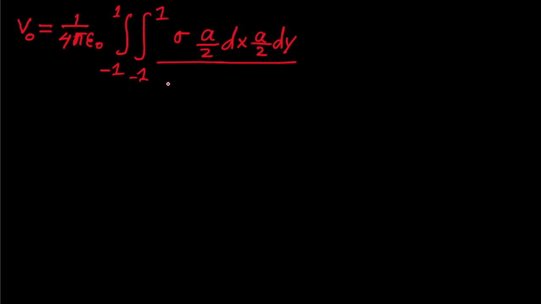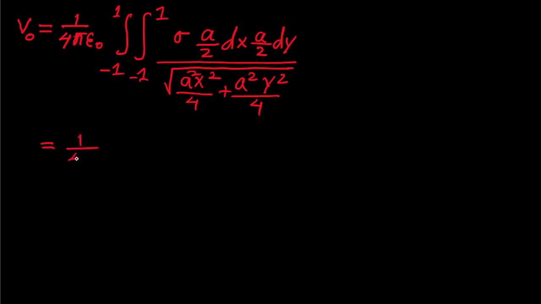And then in the numerator also we have to change x and y to capital X and capital Y. So here it will be a square into capital X square divided by 4 plus a square into capital Y square divided by 4. And then if we simplify this, what we'll get? We'll get 1 by 4 pi epsilon naught.